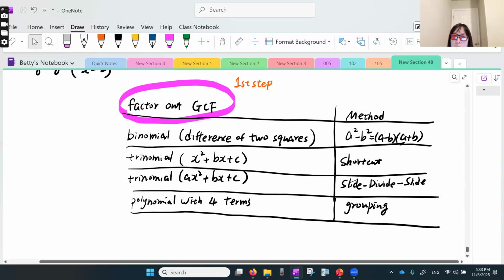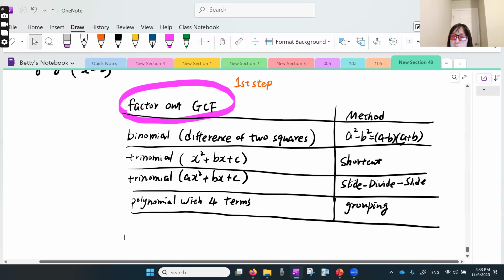So if the polynomial has 2 terms, it is a binomial, and then you need to be very careful. Look at the structure. If the binomial is a difference of 2 squares, then apply the formula, right? a squared minus b squared equals a minus b times a plus b. Use the formula to factor it.